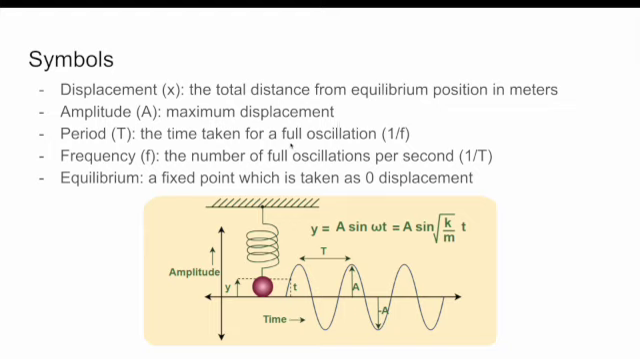So frequency is actually measured in per seconds, which might sound weird, but we call that hertz usually. And equilibrium is basically just the fixed point, which is taken as 0 displacement. So everything is about the equilibrium. On this graph, it's this straight line right here, the x-axis, which is considered 0 displacement.